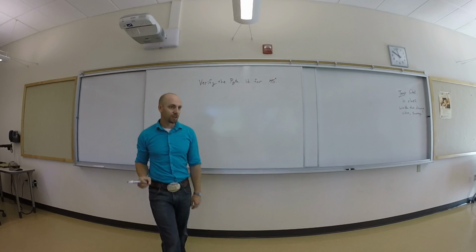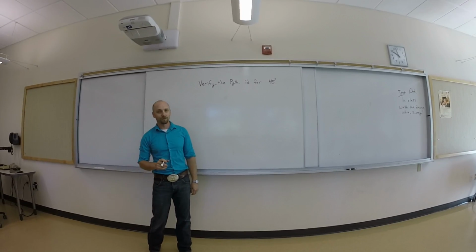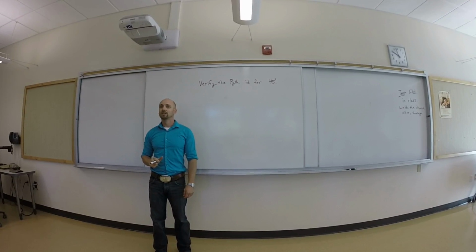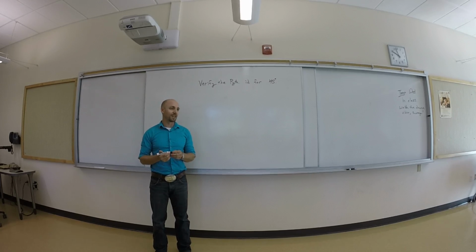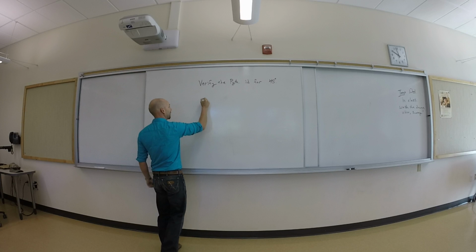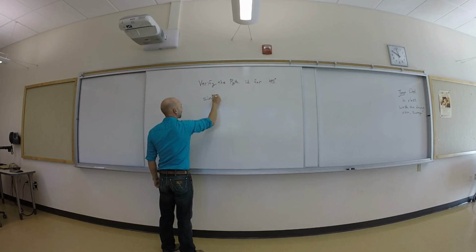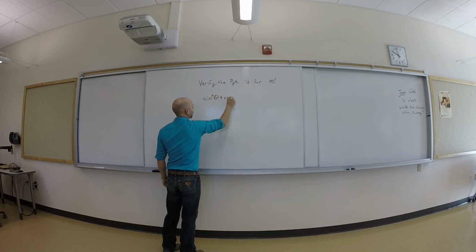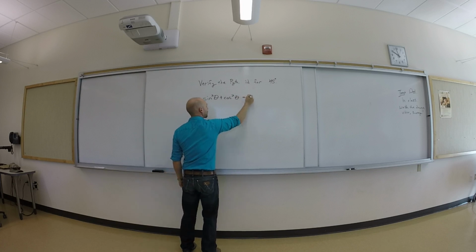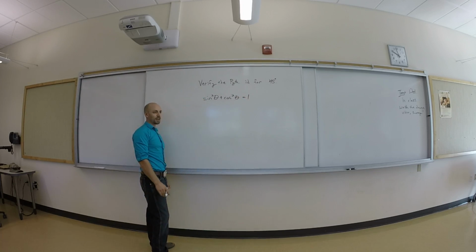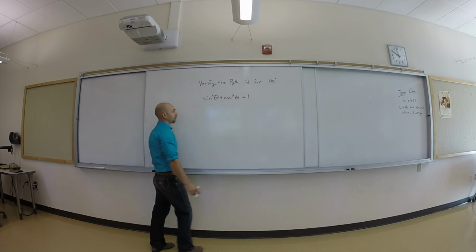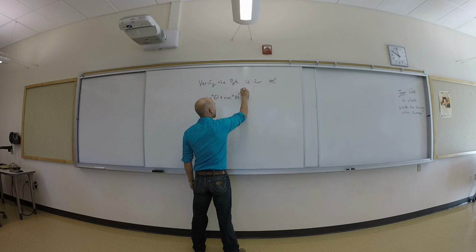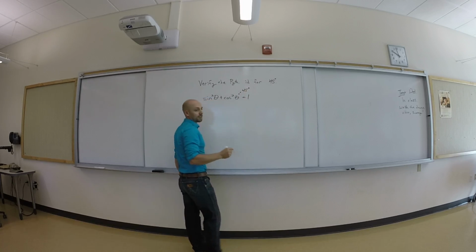So let's pretend we wanted to verify the Pythagorean identity for 45 degrees. First things first, what's the Pythagorean identity say? Okay, sine squared plus cosine squared is 1 for angle theta. Now, what do you suppose they want the angle theta to be? 45 degrees. Probably 45 degrees. So when I see theta, I'm thinking 45 degrees.